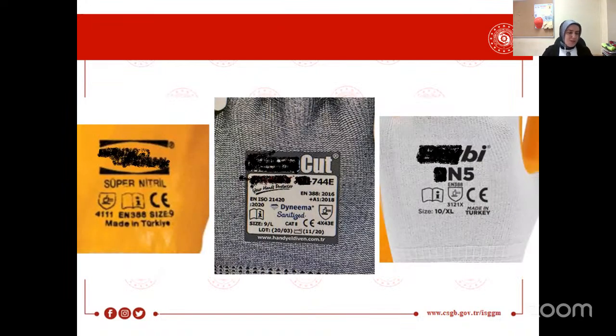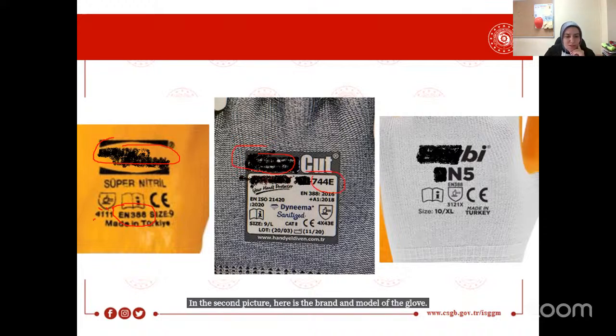And we see labels of some gloves. In the first example, it is again against mechanical risks. Abrasion resistance is 4, cuts is 1, tear and puncture resistances are 1. The standard is here, EN 388. Here is the brand and model of the glove. In the second picture, here is the brand and model of the glove and performance levels. Here is the standard EN 388.